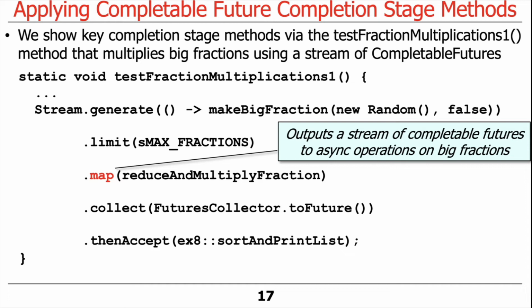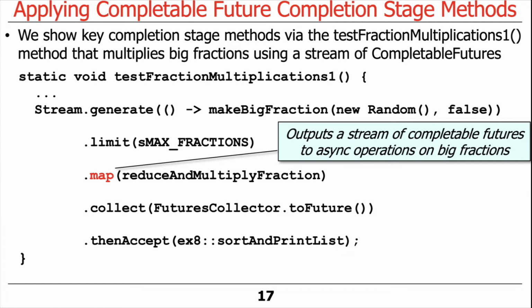Okay, so remember, map will apply a function, and then it'll basically return a stream of whatever types the function created. And there's always a one-to-one mapping between the number of elements that come in to the map intermediate operation and the number of elements that come out of it. So what's happening here is we're mapping a stream of random large unreduced big fractions into a stream of completable futures to big fractions that will be reduced and multiplied by the time everything gets done. So that's what's coming out of map.